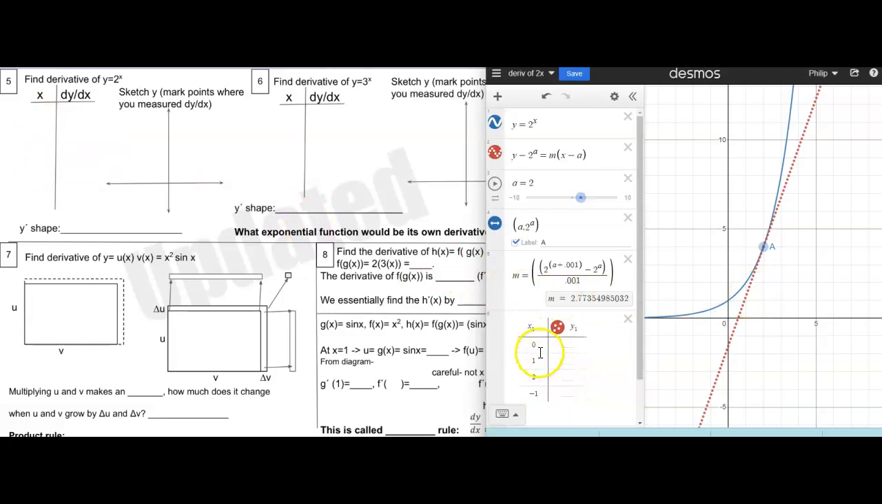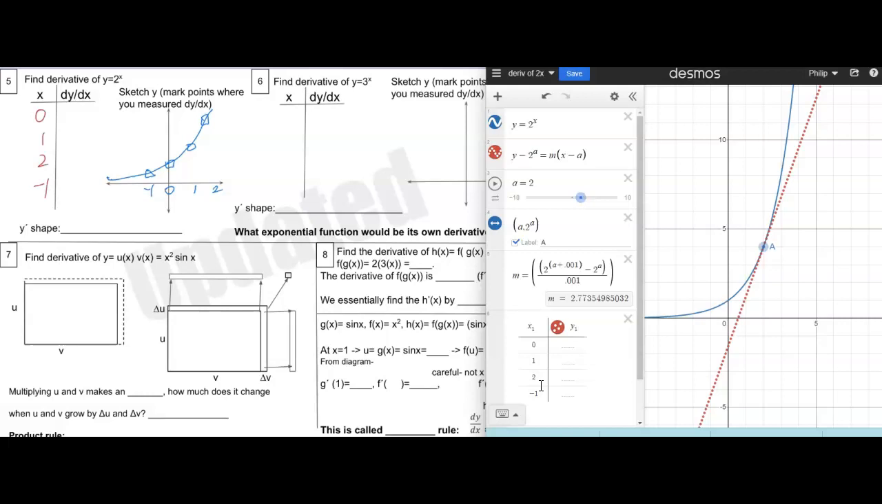Okay, so we are going to check the slopes at 4 different points: x equals 0, 1, 2, and negative 1. Let's sketch the 2 to the x function. It kind of looks like that, right? And we're going to check the slope values here at 0, here at negative 1, here at 1, and here at 2. Okay, and then we're going to write those values in this table over here.